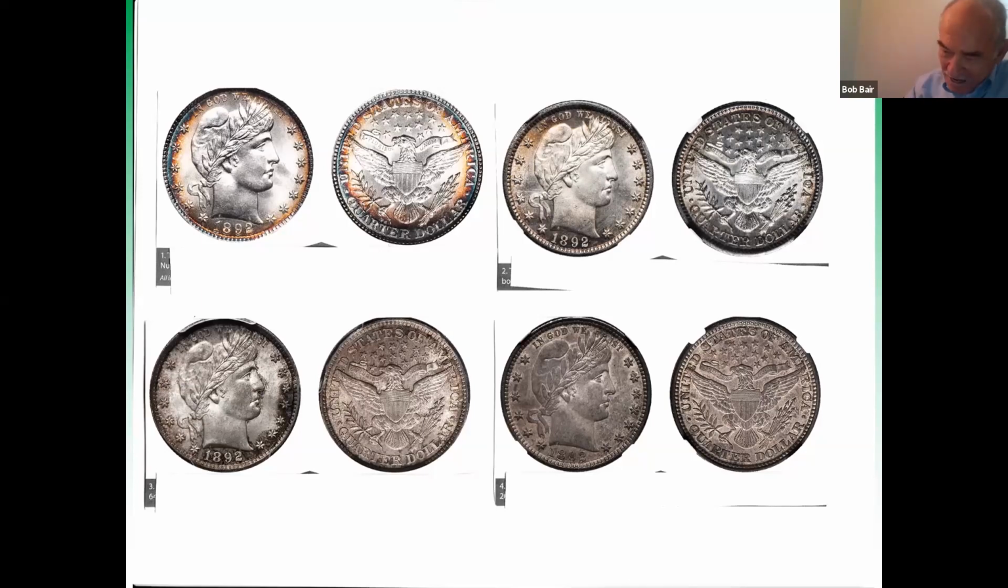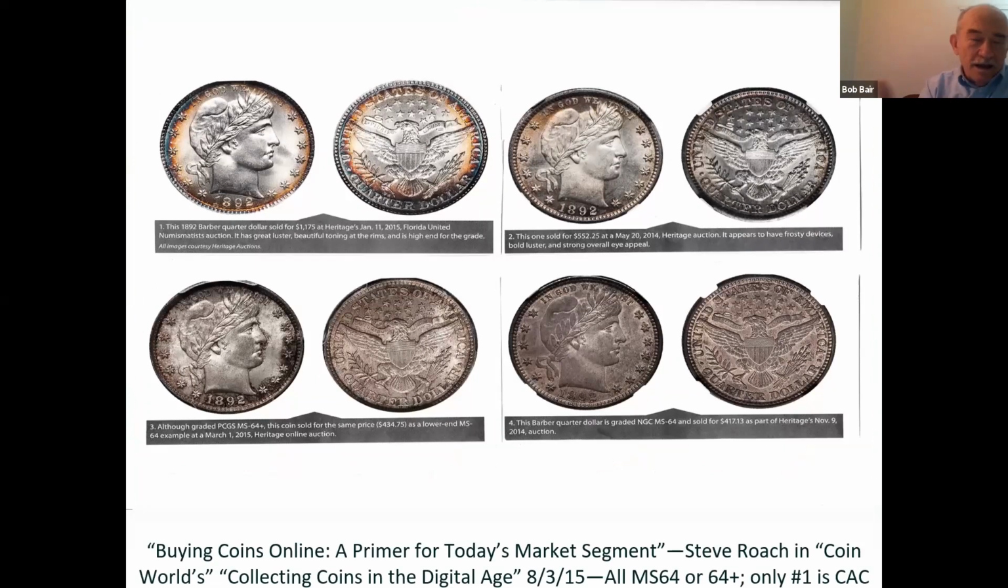Time's up. Okay, let's take a look. This isn't a competition or whatever, but this is what Steve Roach wrote under each of them. Number 1 sold for $1,175, January of 2015. Number 2 sold for $552 and a quarter, May of 2014. Number 3, $434.75, March of 2015, and the last one, $417.33, November of 14.